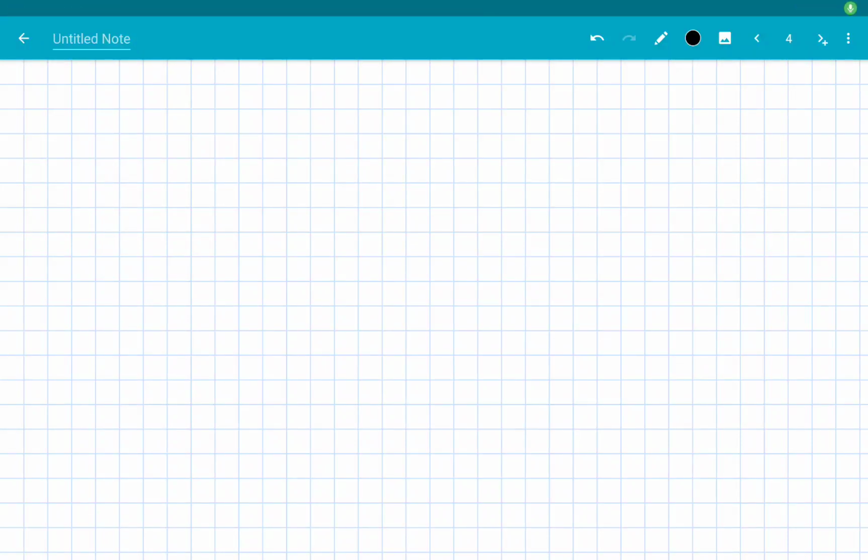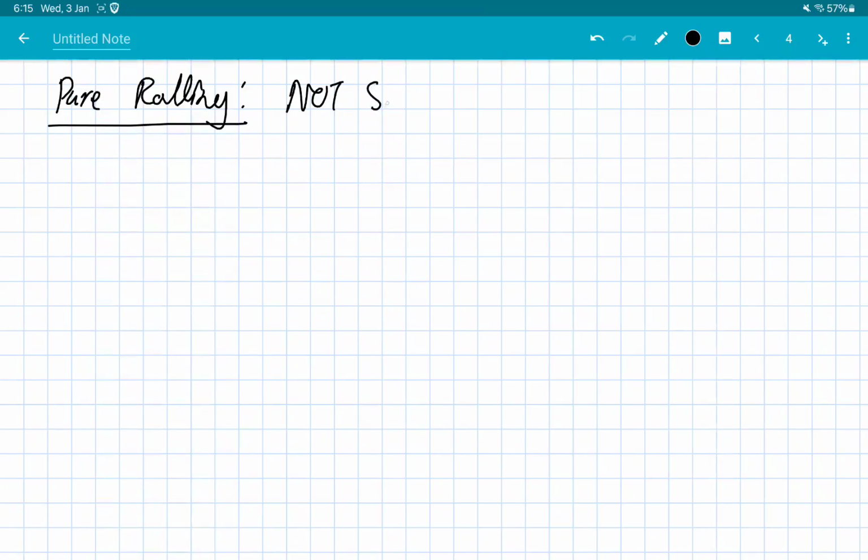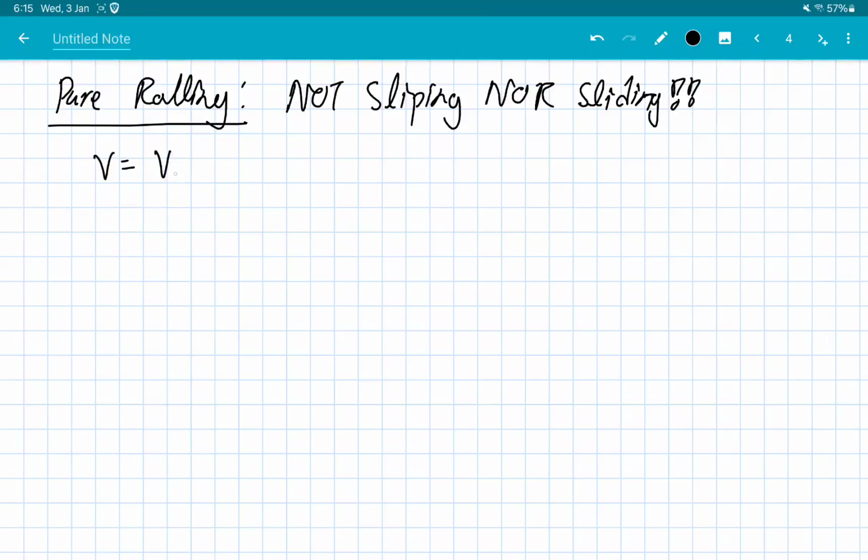Okay, hello. So today I'm going to talk about the dynamics of pure rolling. In the case of pure rolling, it means it's not slipping nor sliding. Basically, pure rolling is a combination of your translational velocity plus your rotational velocity.